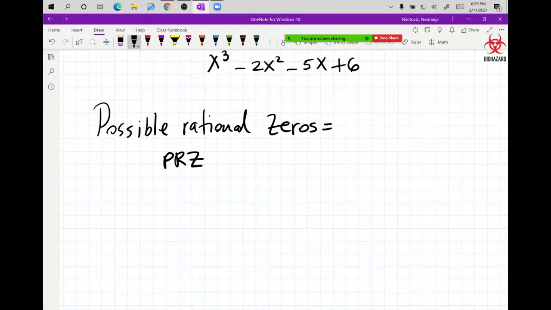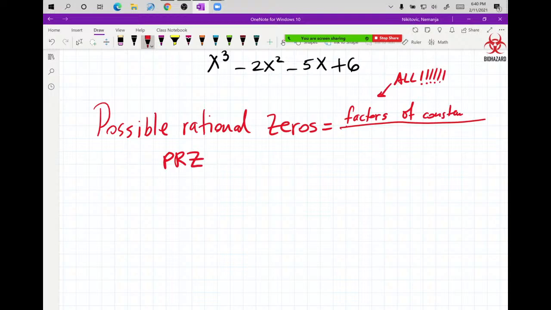All right, so what is the possible rational zero? This is the thing you need to know. You are going to take all factors of the constant term divided by factors of the leading coefficient.